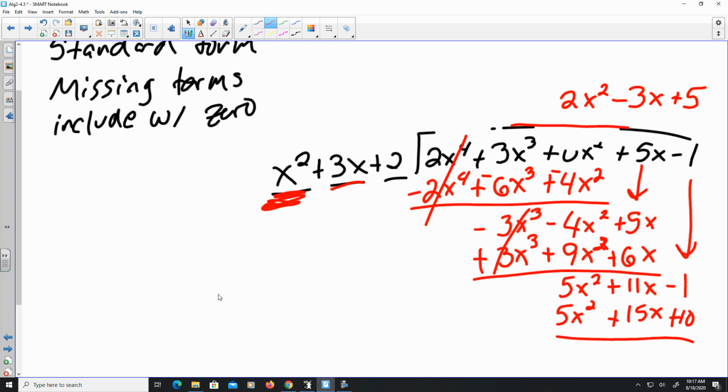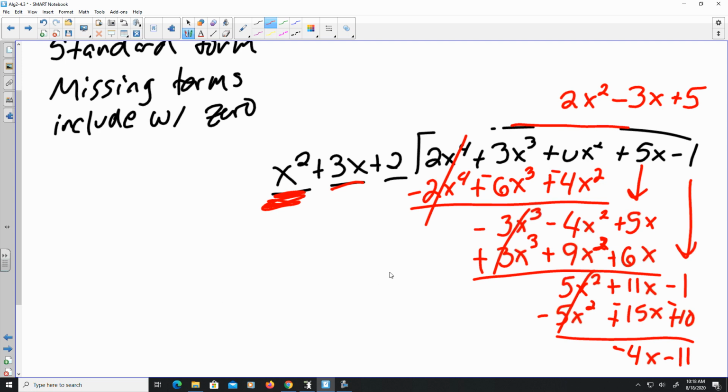So now, from here, we are going to subtract. So this becomes negative, this becomes negative, and this becomes negative. This gets canceled. This turns into a negative 4x, and then this turns into a minus 11. Okay, there's nothing left that I can drop down, so negative 4x minus 11 is my remainder.